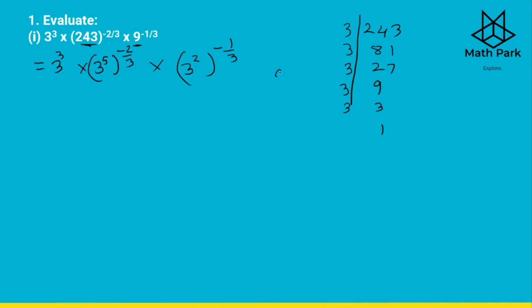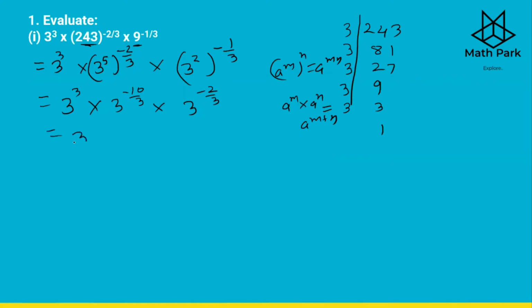Now we have the law (a^m)^n is equal to a^(mn), right? So we further simplify: 3 raised to 3 multiplied by 3 raised to 5 times 2, which is minus 10 by 3, into 3 raised to minus 2 by 3. So we have the bases same, so we have the law a^m into a^n is equal to a^(m+n). Using this, we get 3 raised to 3 plus minus 10 by 3 plus minus 2 by 3. So we are adding the exponents over here.